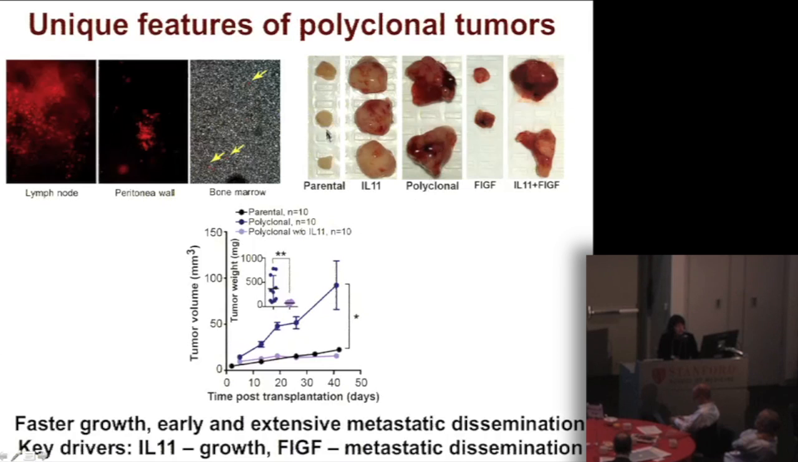These are the parental tumors. They're very small and hypervascularized. IL-11 tumors, they're big, but they're not as vascularized and irregular as the polyclonal tumors.